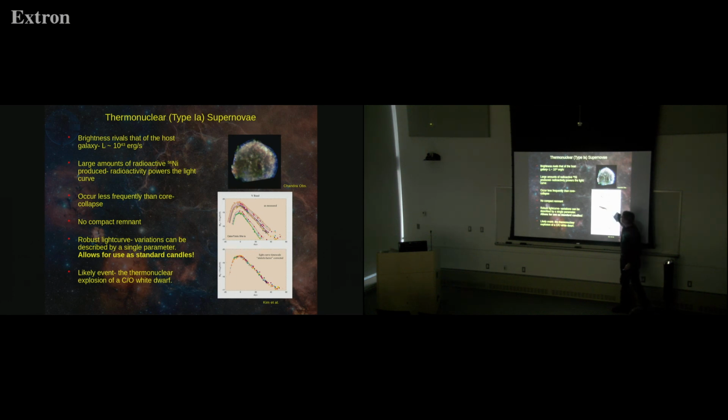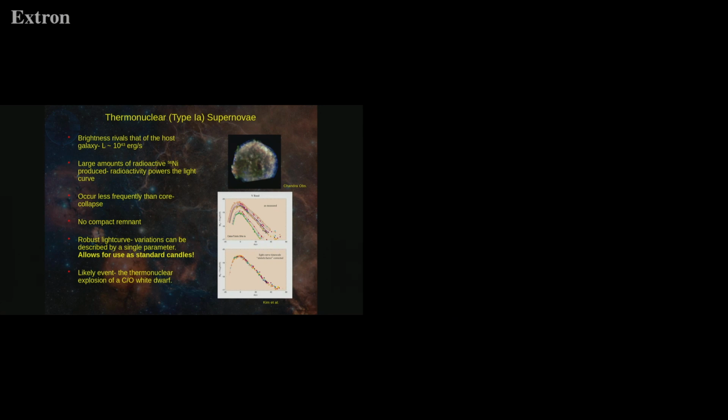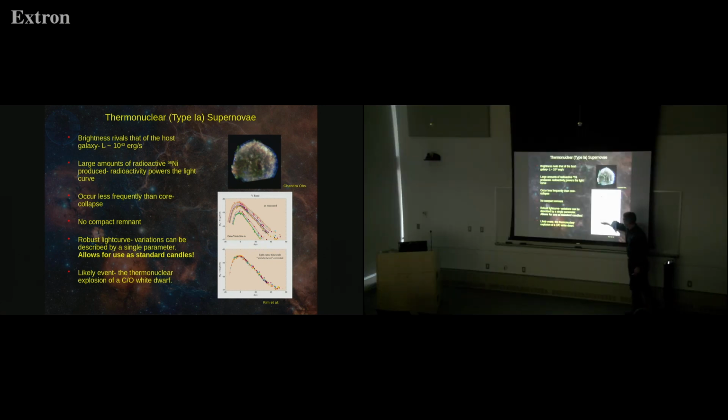And brighter is, in this direction, a larger negative number. That's the way magnitudes work, but just trust me on that. And what you'll notice is that the decline is steeper for the dimmer ones. And that's a one parameter function, we call it a stretch factor, that allows you to calibrate these things and have objects of a uniform brightness.